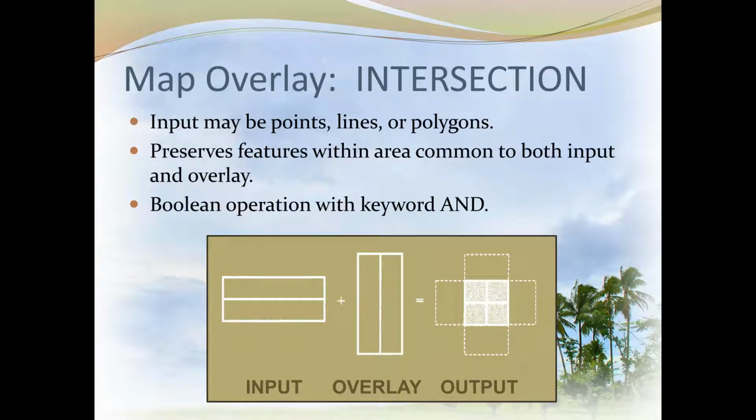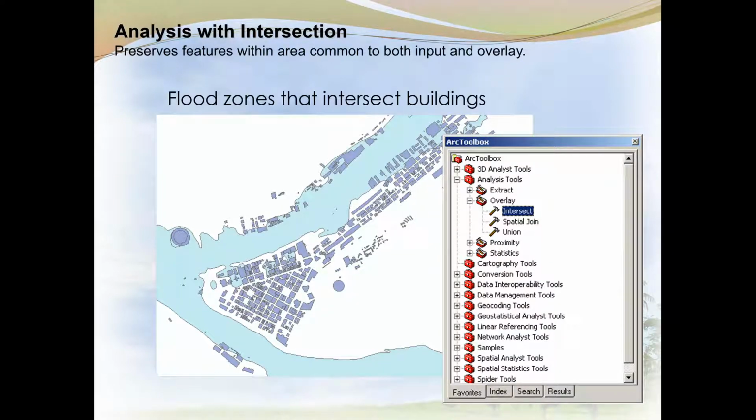With examples, we can see the image here. The Boolean operator with the keywords is "and." Like the cat and dog problem, you need to have them both. Input may be points, lines, or polygons. It preserves features within the area common to both the input and overlay. Boolean operation with keyword "and," so analysis with the intersection. Preserve features with area common in both input and overlay.